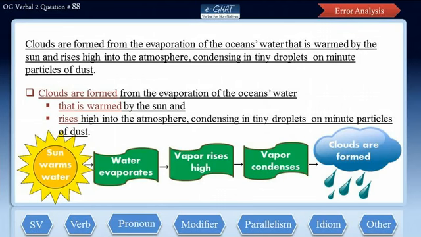Now, because these events are not in chronological order, we have a meaning issue here. Also, two things have been said about the ocean's water. That is warmed by the sun and rises high into the atmosphere. The first entity begins with that, but the second does not. And that leads to a parallelism issue in this sentence. Also, these two entities do not seem to be two steps in the process of cloud formation. The way they are written, they rather seem to be two characteristics of ocean's water.